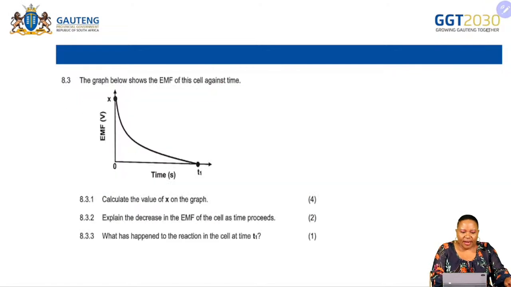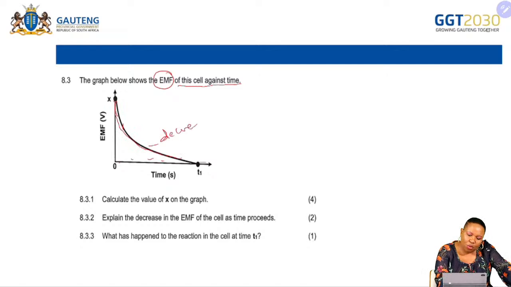And then this one is also a galvanic reaction. The graph below shows the EMF of this cell against time. On our dependent variable, we have EMF. On our independent variable, we have time. So we can see that our EMF is decreasing as the time proceeds. It means as this cell is in operation, our EMF is decreasing, while the time is only increasing.